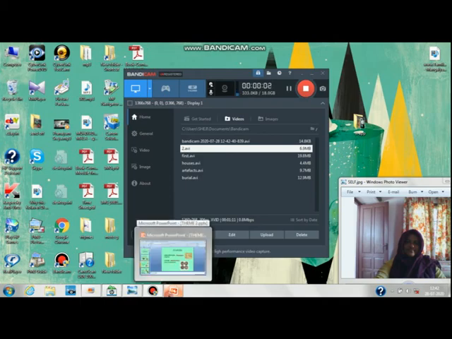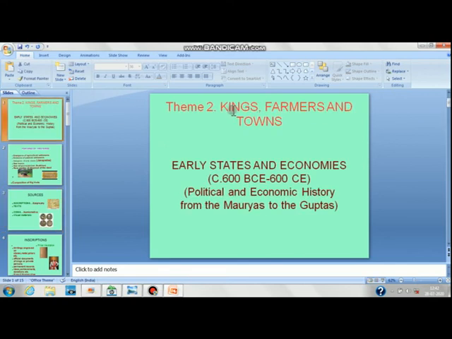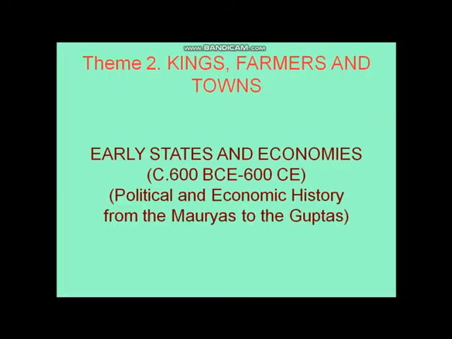Good morning. Let's begin the second theme, kings, farmers and towns. Here we learn the emergence of early states and economies of India, that is the political and economic history of India from 6th century BCE to 6th century CE.